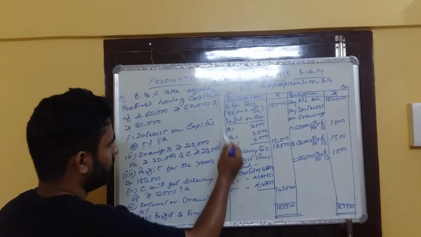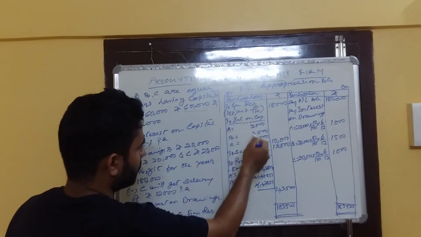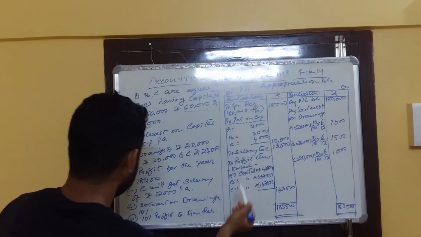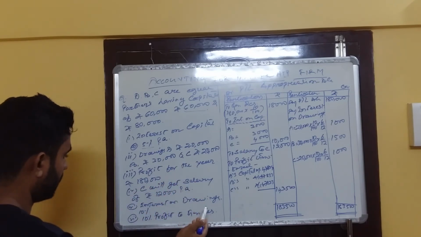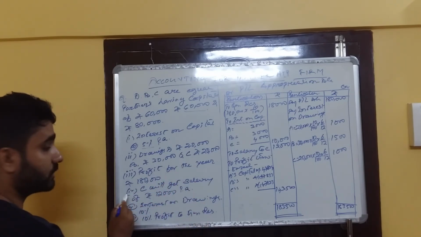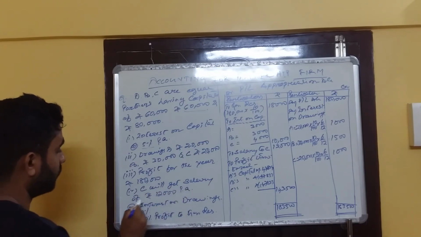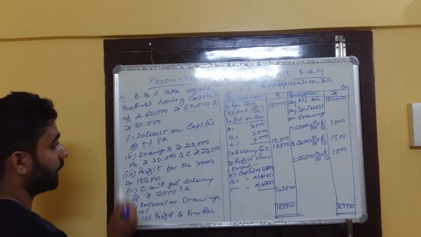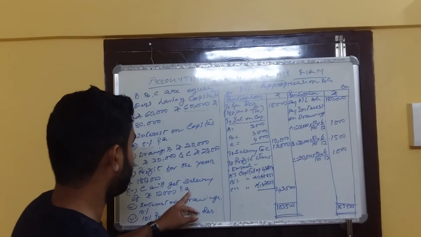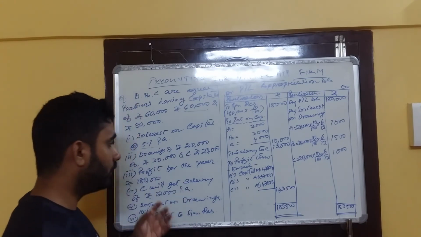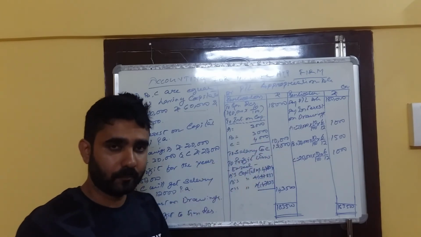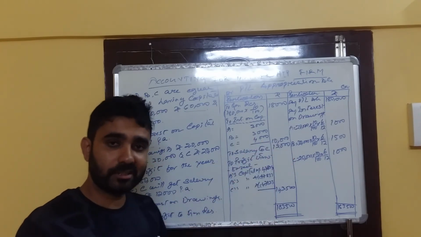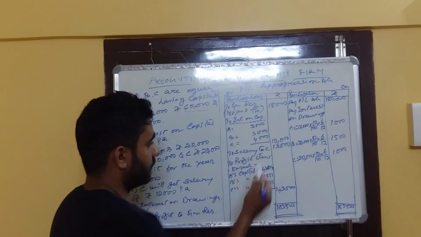So I explained to you about the general reserve and the interest on capital. Then, C, which one is given for C? Condition 4: she will get a salary of rupees 1,000 per month. It means per annum, in a whole year, she will get rupees 12,000 salary. So it is an expenditure for the firm, and I have written it on this side.